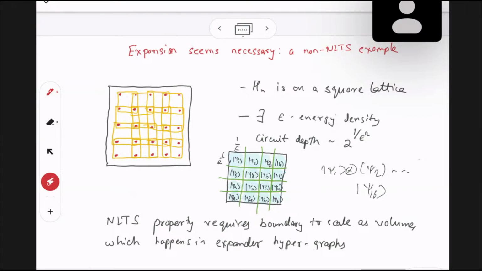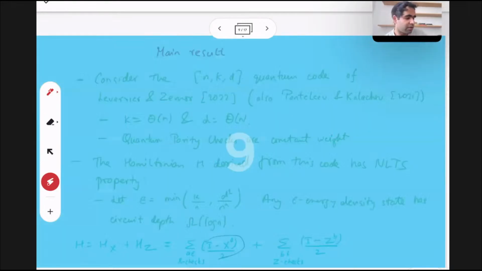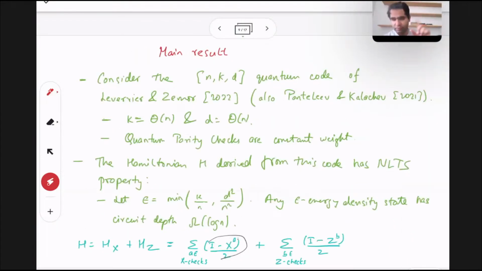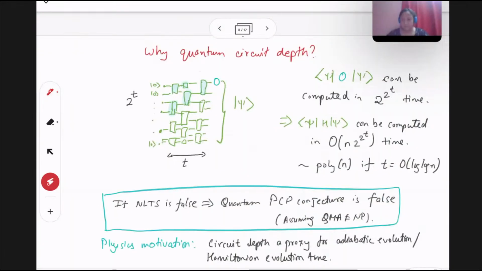Here you are trying to find, you mean the depth of the circuit? You mean how many gates you need? Yes. So the goal is to argue that if you look at the Hamiltonian that comes from a quantum code, you want to show that any quantum state that has low energy with respect to the Hamiltonian has large depth, in the number of layers. So if you start with all zeros and apply gates layer by layer, then the number of layers you need to apply to prepare that low energy state is log n, instead of the constant that was asked in the condition.